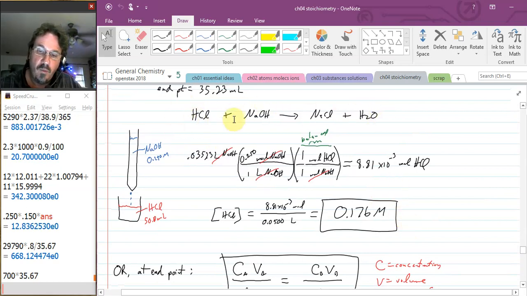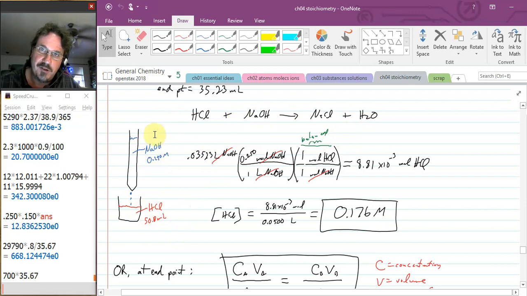Everything turns out to be a 1 in this one. That'll make it easier, but hey, if it doesn't, no big deal. Just use whatever the balanced equation shows you. All right. What do I know? I know the volume of this, but I don't know its concentration. That's what I'm trying to figure out, actually.